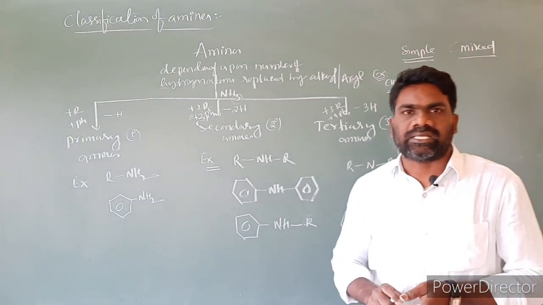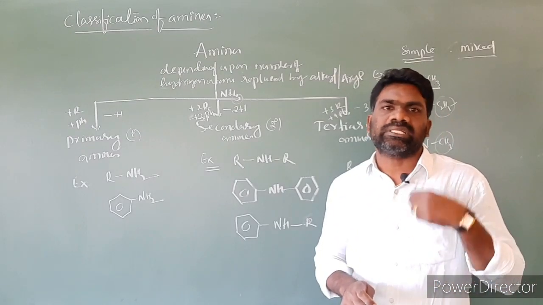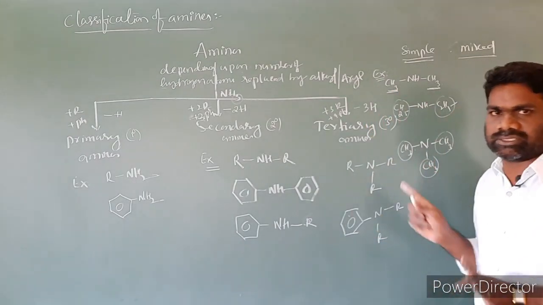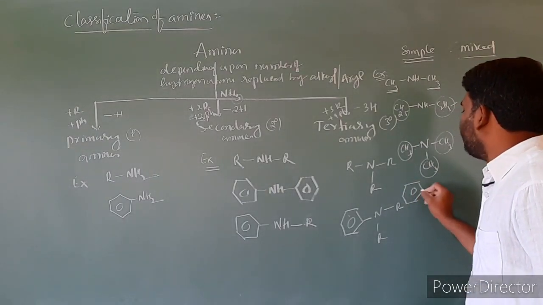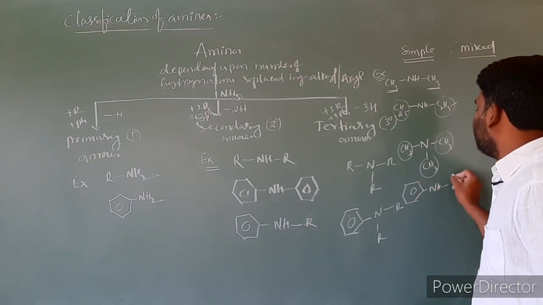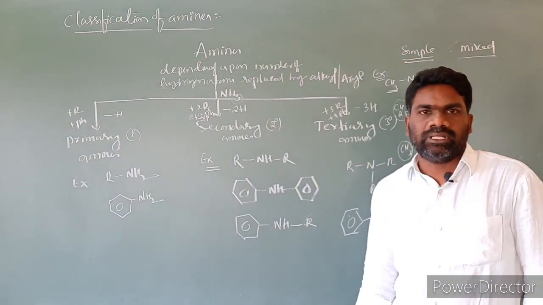Simple amines contain all alkyl groups or aryl groups attached to it the same. We can take phenyl also. So two phenyl groups. Take an example for better understanding. This is one phenyl group, NH, and this is another one. So this is also a simple amine.